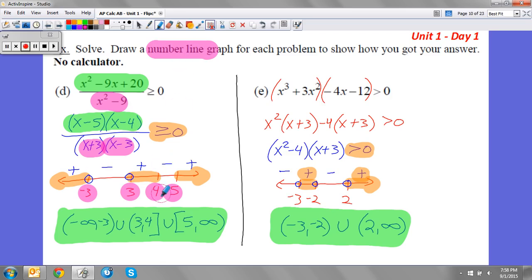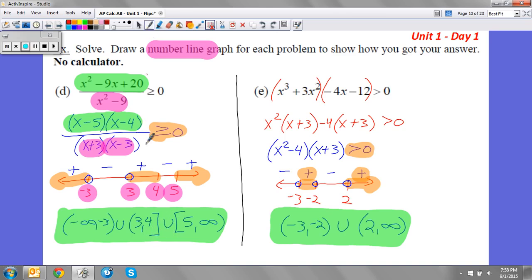Testing all these, here's the catch. I have a 3 and I have a negative 3. Those are non-inclusive because those are my VAs. So at 3 and negative 3, that's why I have my parentheses. Okay? And at 4, something's going to exist at 4. And also at 5. That's why they're closed.